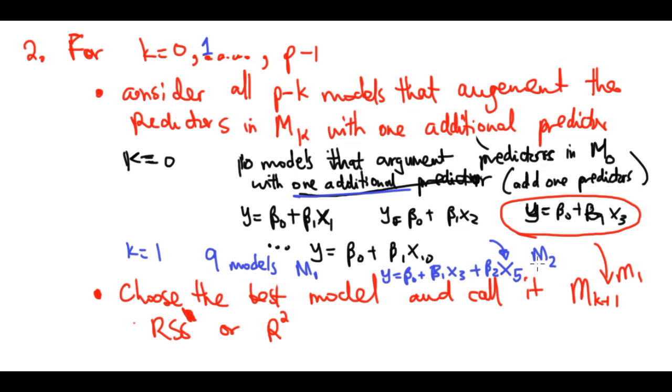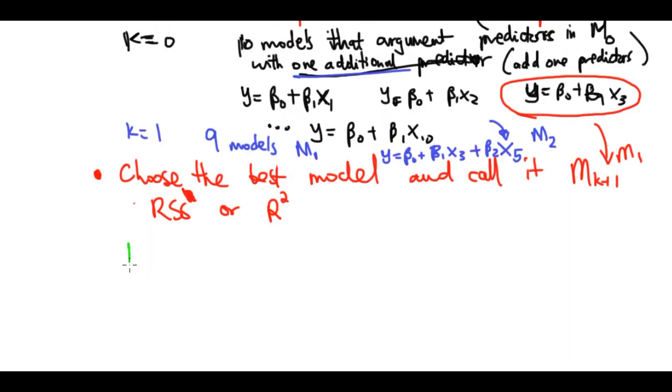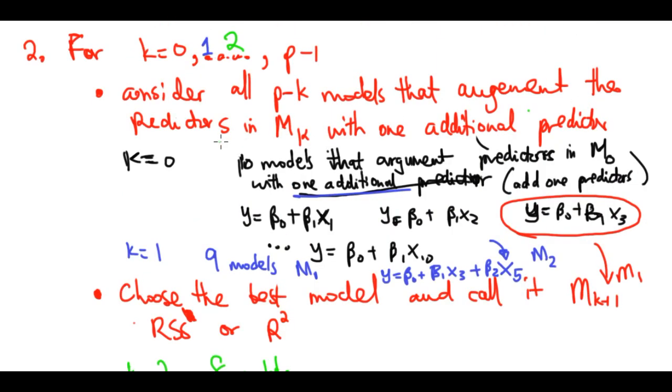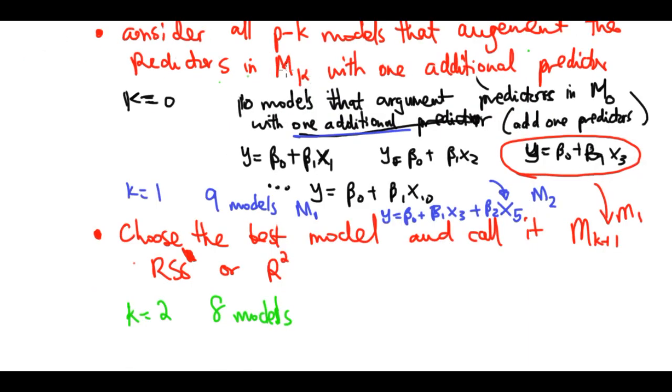The loop goes back. Now we're doing k equal to 2. Allow me to write k equal to 2 here. It's going to say, consider all p minus k. Our p is 10, 10 minus 2, 8. So consider all 8 models that augment the predictors in M2. Our k is equal to 2, so that augments M2.